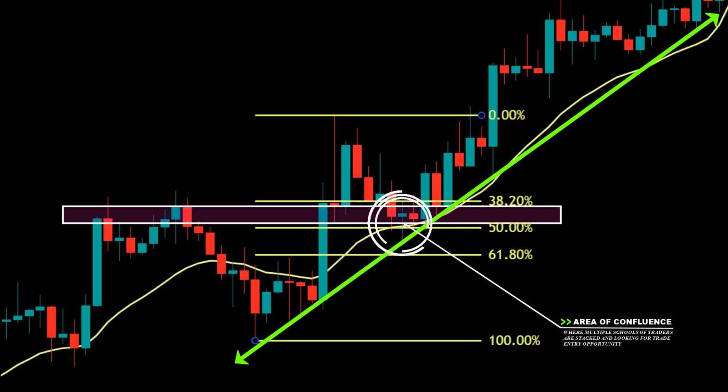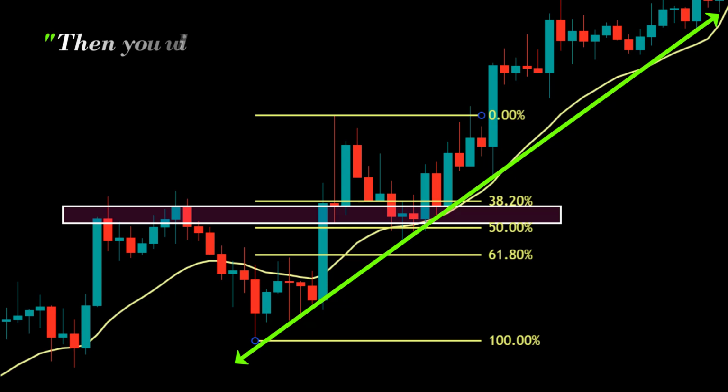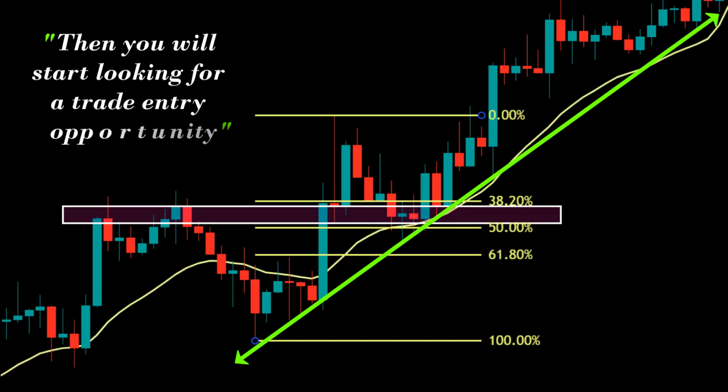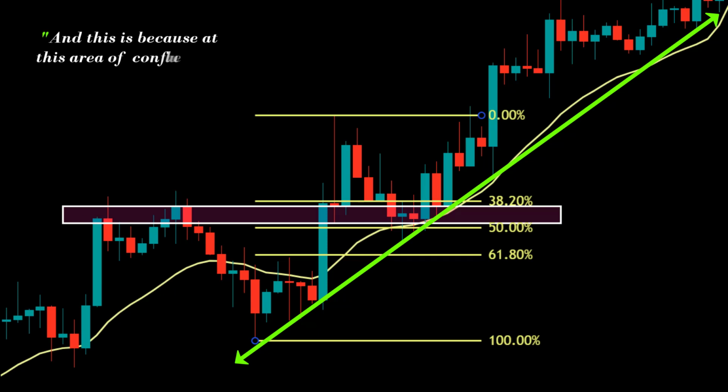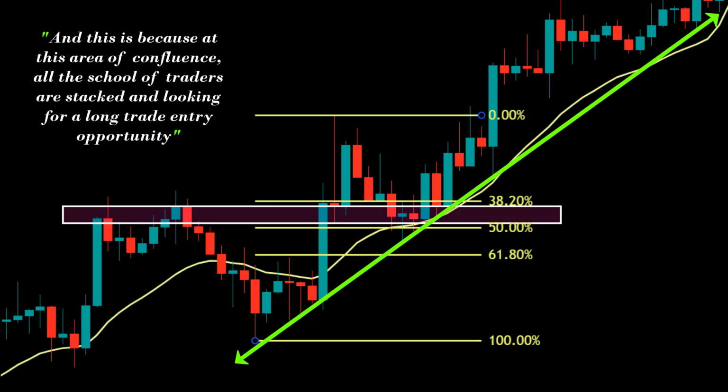When the price reached this level, we had multiple long wick candles forming and failing to break through, which shows a reaction to the area of confluence and then confirms the trade setup. And you will start looking for a long trade entry opportunity. Because at this area of confluence, all the different forms of traders are looking to take action.